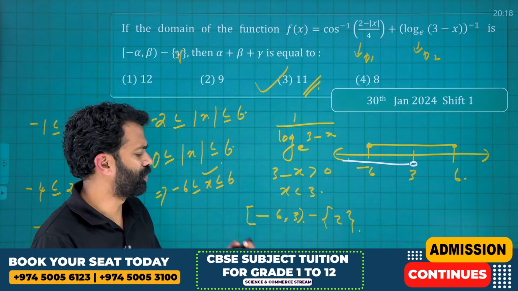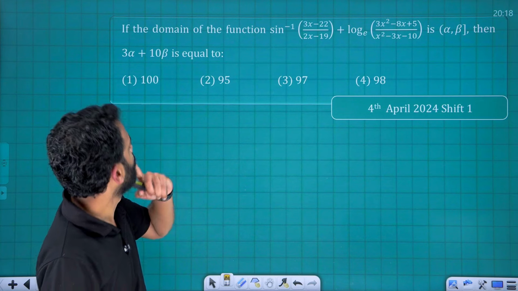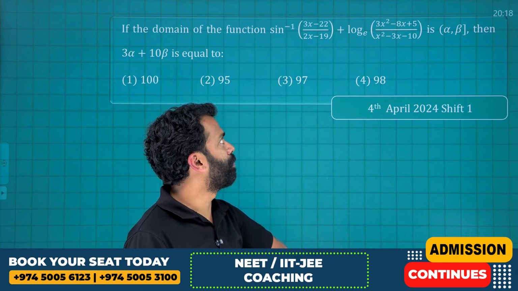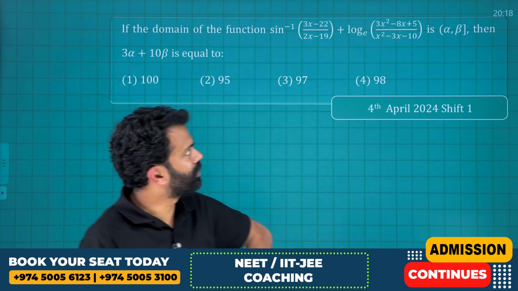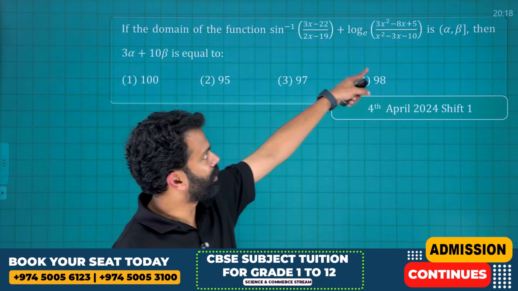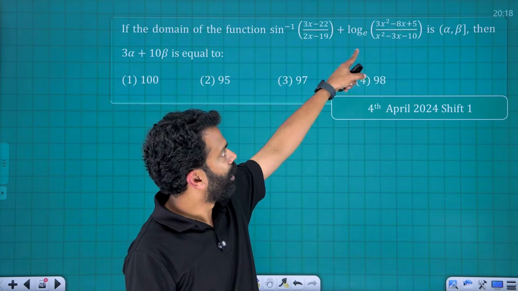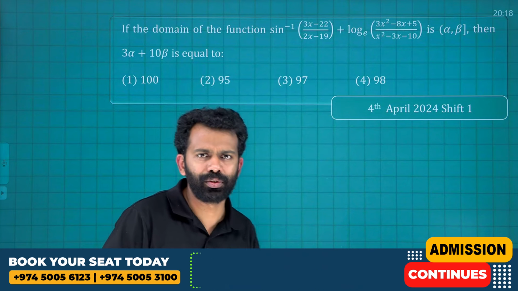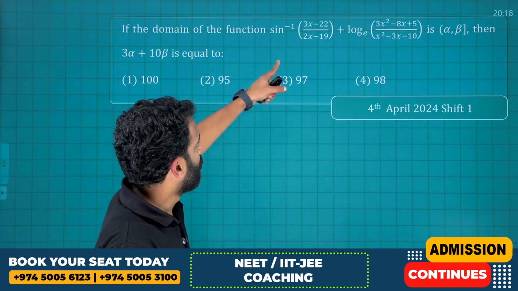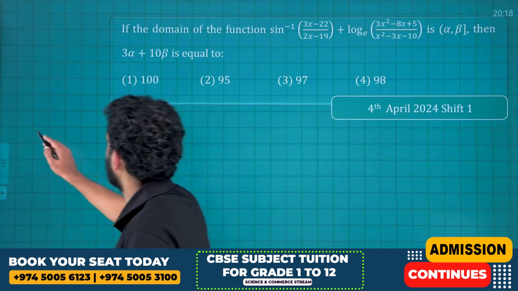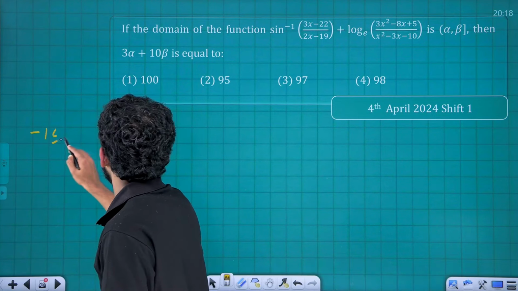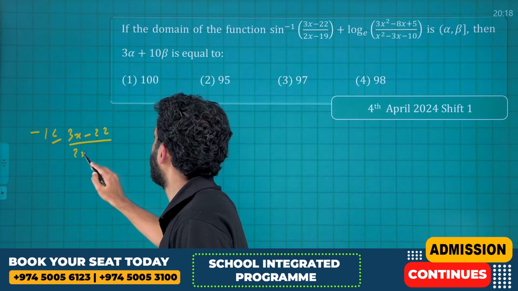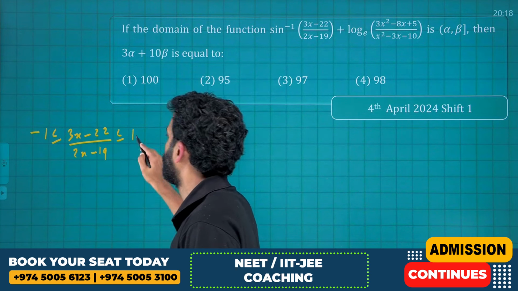Next one. It is an easy question. Sin inverse of (3x minus 22) divided by (2x minus 19), plus log of (3x square minus 8x plus 5) divided by (x square minus 3x minus 10). How are you going to do this one? Let's try. We can put it like this: minus 1 less than or equal to (3x minus 22) by (2x minus 19) less than or equal to 1.